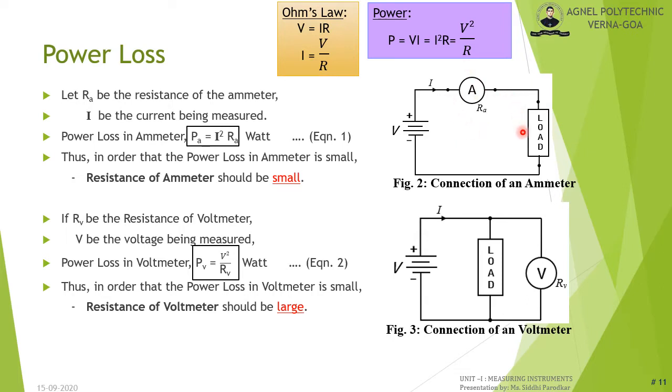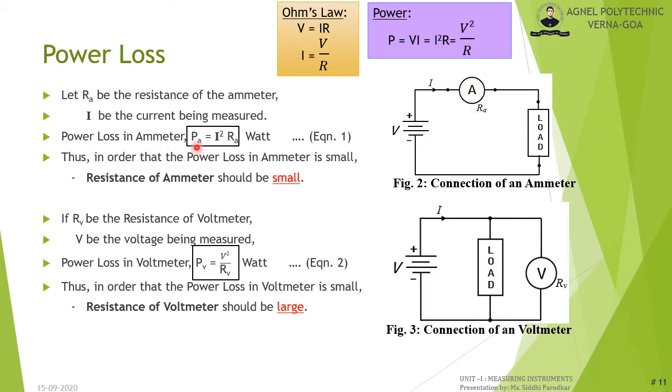To measure current through the load, we have to always connect the ammeter in series with the load. Thus, the current flowing through the ammeter will be equal to the current flowing through the load, as both the ammeter and the load are in series. In series, current through the elements remains the same. The resistance offered by the ammeter is Ra. Hence, we can find the power loss in an ammeter using this equation. Thus, power loss in an ammeter is Pa is equal to I square into Ra, where I is the current flowing through the ammeter and Ra is the resistance offered by the ammeter.